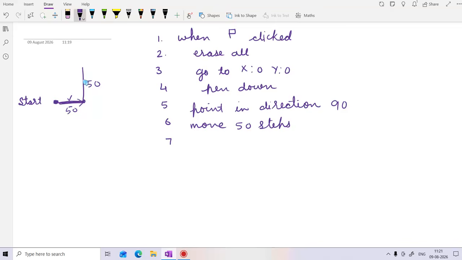It is going up from the center. So point in direction 0, because 0 is for going up. And then finally we have 8. Let us move 50 steps. Now you can see very well that your figure is over.